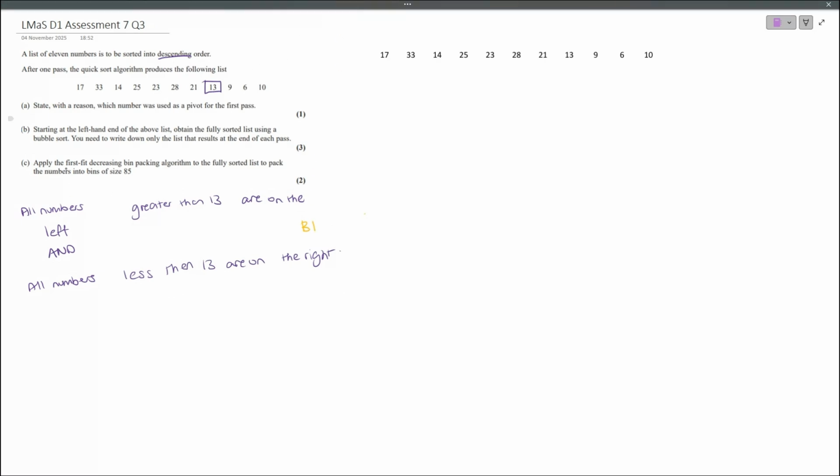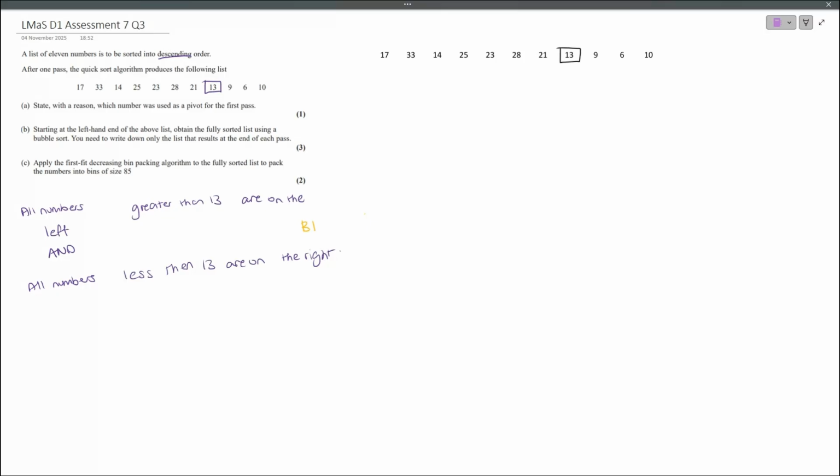Moving on, part B asks us to start at the left-hand end of the above list, obtain a fully sorted list using a bubble sort. We're told that we only need to write down a list that results at the end of each pass.